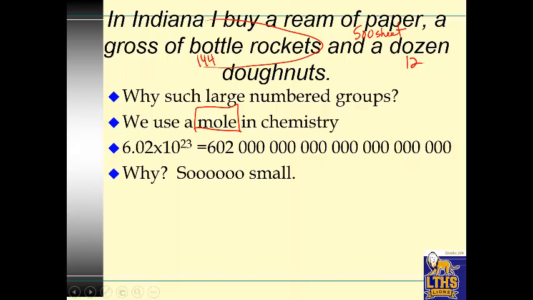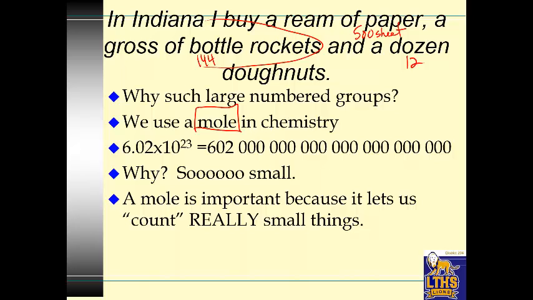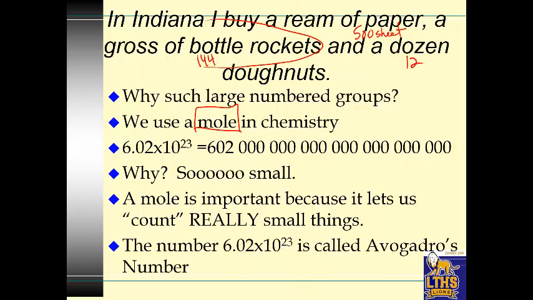So why do we use this many things in a mole? Because atoms are so small and tiny. Now, we need to count a lot of them at a time to even be able to see them. Okay, so a mole is really important because it lets us count really, really small things by grouping them together in a large group. Okay, this number, 6.02 times 10 to the 23rd, is called Avogadro's number.